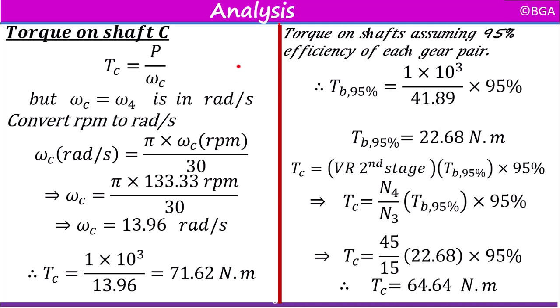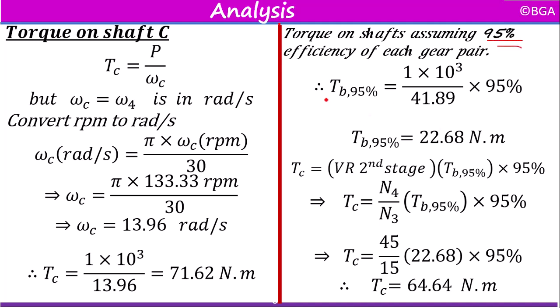Now we are done finding the torque transmitted at 100% efficiency. But in reality, this doesn't occur, so there is always loss of power through the drive system due to the friction that occurs between the gear teeth. So for that, let's calculate the torque transmitted to each shaft, assuming, for example, 95% efficiency.